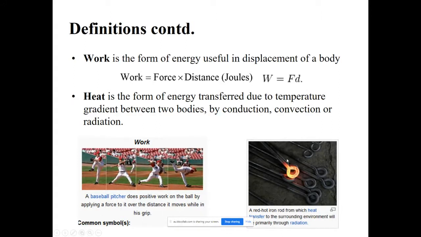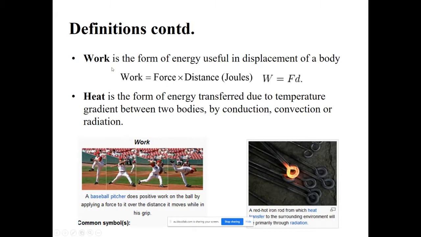So for example, we see a red hot iron rod. Why do you feel hot? That's because between you and the hot rod, there is radiation heat transfer. Although we don't touch it, there is radiation heat transfer between you and the red hot iron rod. Also, when there is a fire in front of you, you also feel hot. That's because between you and the fire, there is radiation heat transfer.